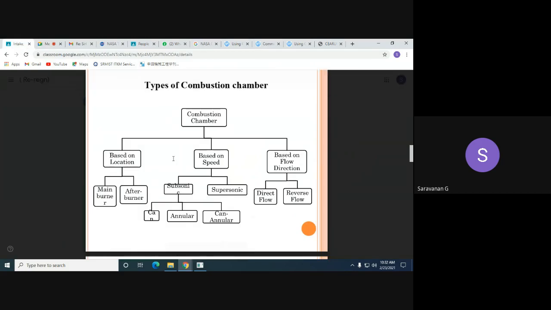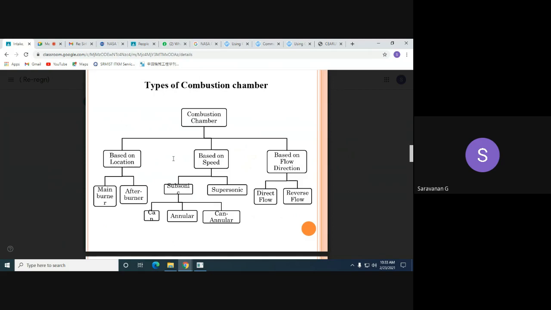Then, types of combustion chambers. Combustion chambers can be classified based on various cases: the first based on location, the second based on speed of operation, and also based on the flow direction. Based on location, it can be a main burner or afterburner. Based on speed, it can be a subsonic combustion chamber or supersonic combustor. Based on arrangement, it can be can type, annular type, and cannular type. And based on flow direction, it can be direct flow type or reverse flow type. These are the major classifications.